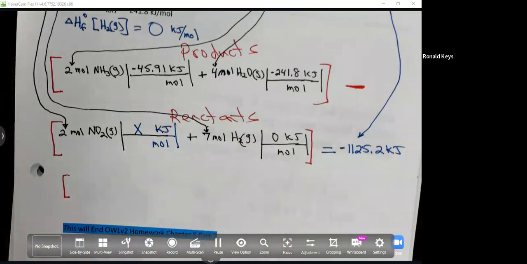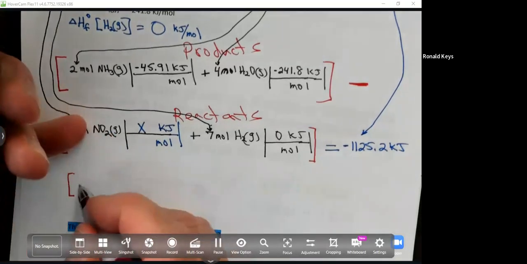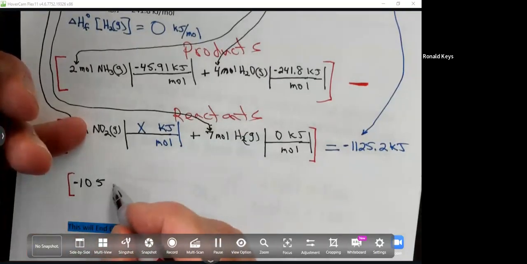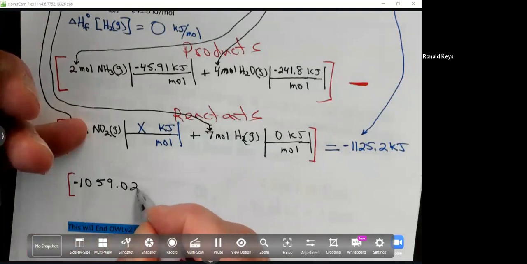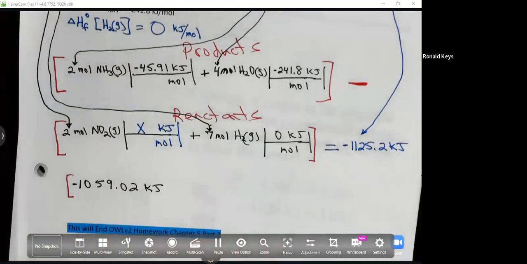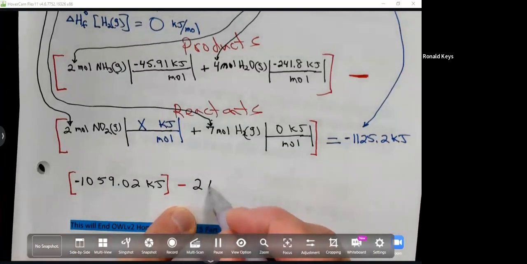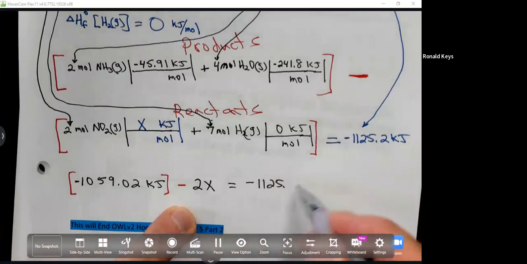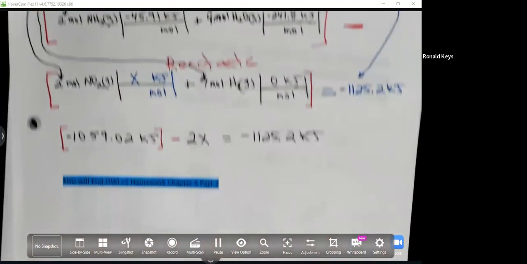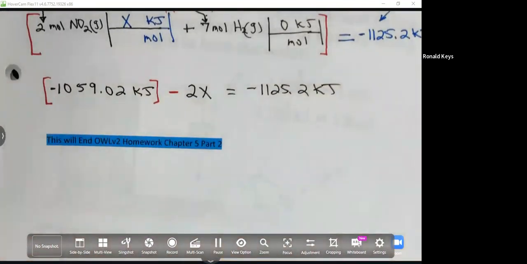I can't get any value if I don't push my calculator on, power it up. Wow. 1059.02. Yeah, on my product side. Minus, what do we got here? Minus, well, that's just it. Minus 2x equals negative 1125.2 kilojoules, right? I put those big ugly brackets in, but I surely didn't need them.